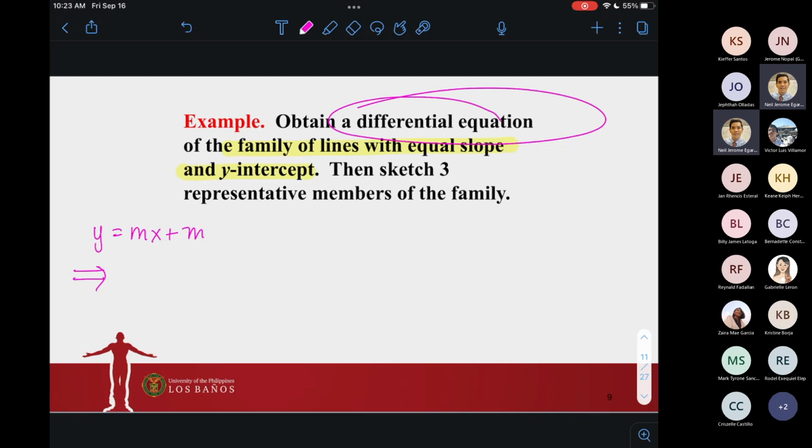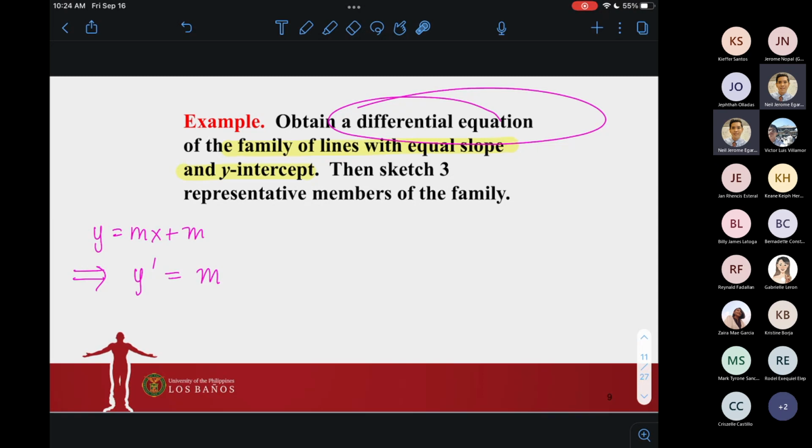So doing so, we'll get y prime equals derivative ng mx, that's m, derivative ng m ay 0, so y prime is equal to m. So here it is understood that y is the dependent variable and x is the independent variable. We take the derivative, and no surprise here, the derivative is simply the slope of the line. y prime equals m. Now here, sir, hindi pa nawala yung parameter.